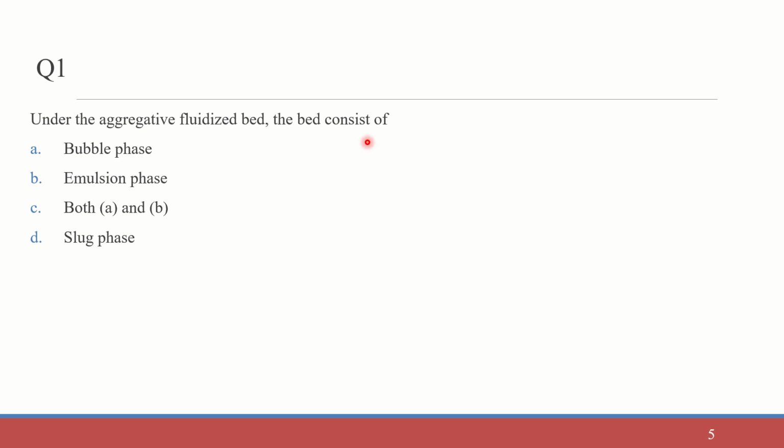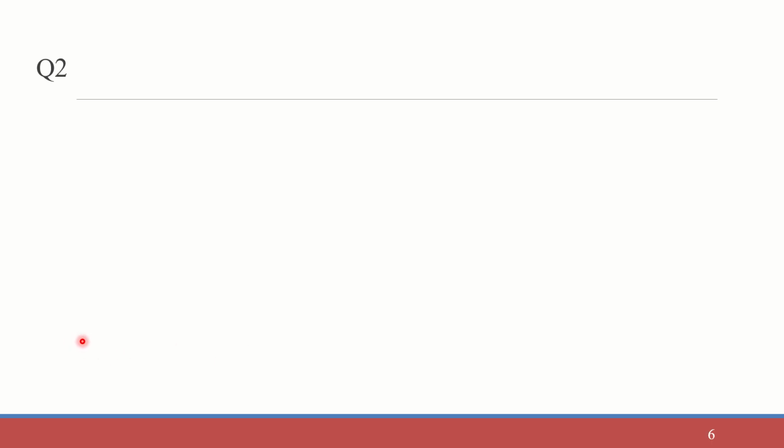Under the aggregative fluidized bed, the bed consists of bubble phase and emulsion phase. So we must all know that it consists of both bubble phase and emulsion phase. So both A and B is the right answer because it is an aggregative fluidized bed. We have the presence of a bubble phase as well as the emulsion phase. So the answer is option C, both A and B. Now let us go to question 2.